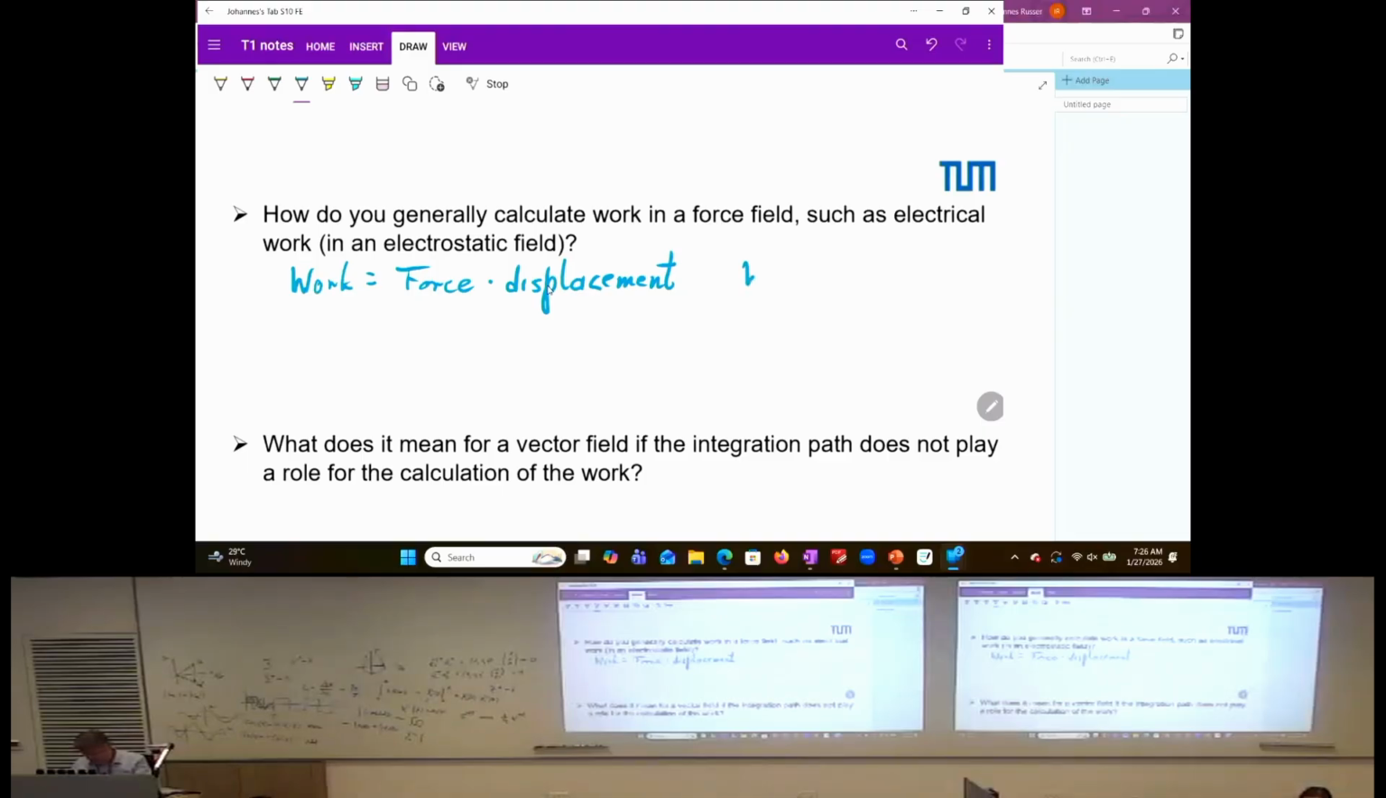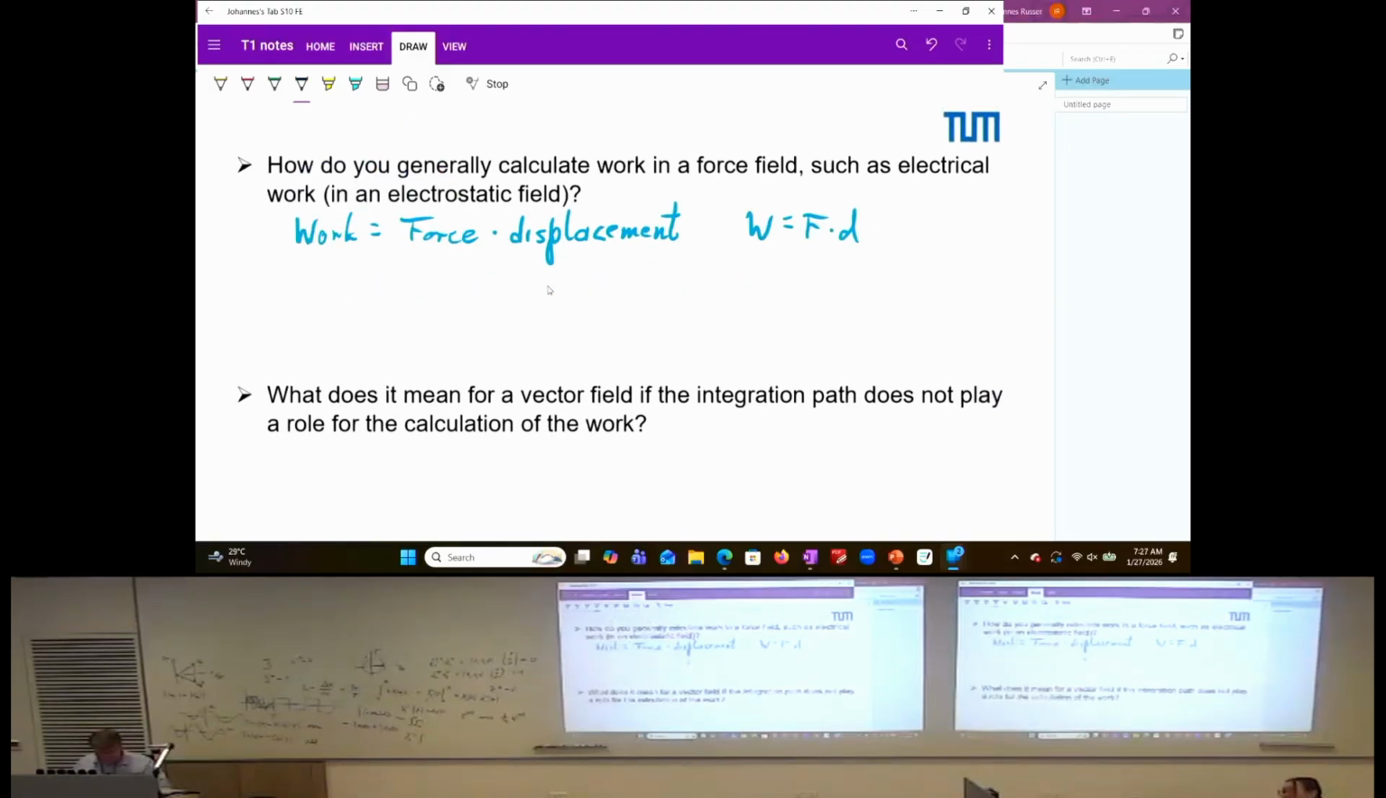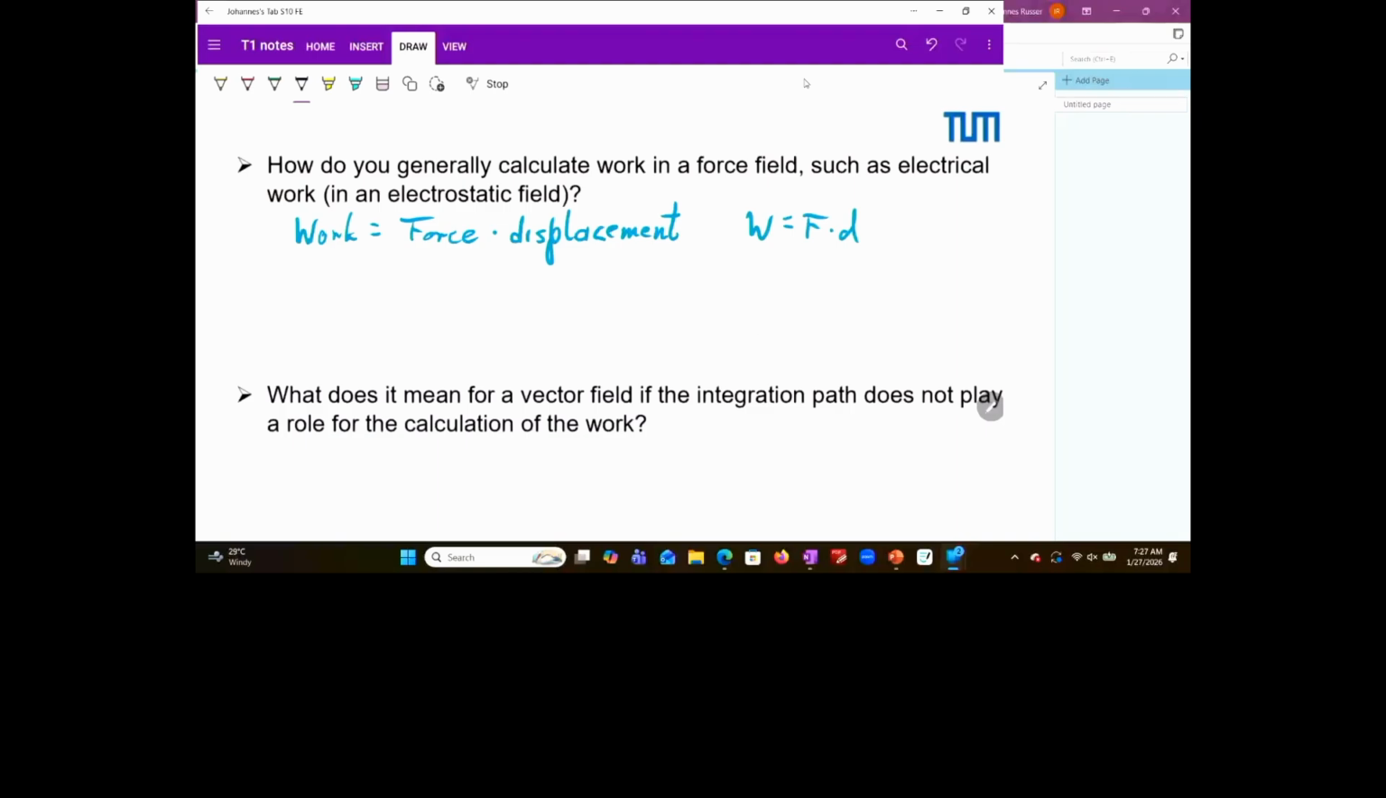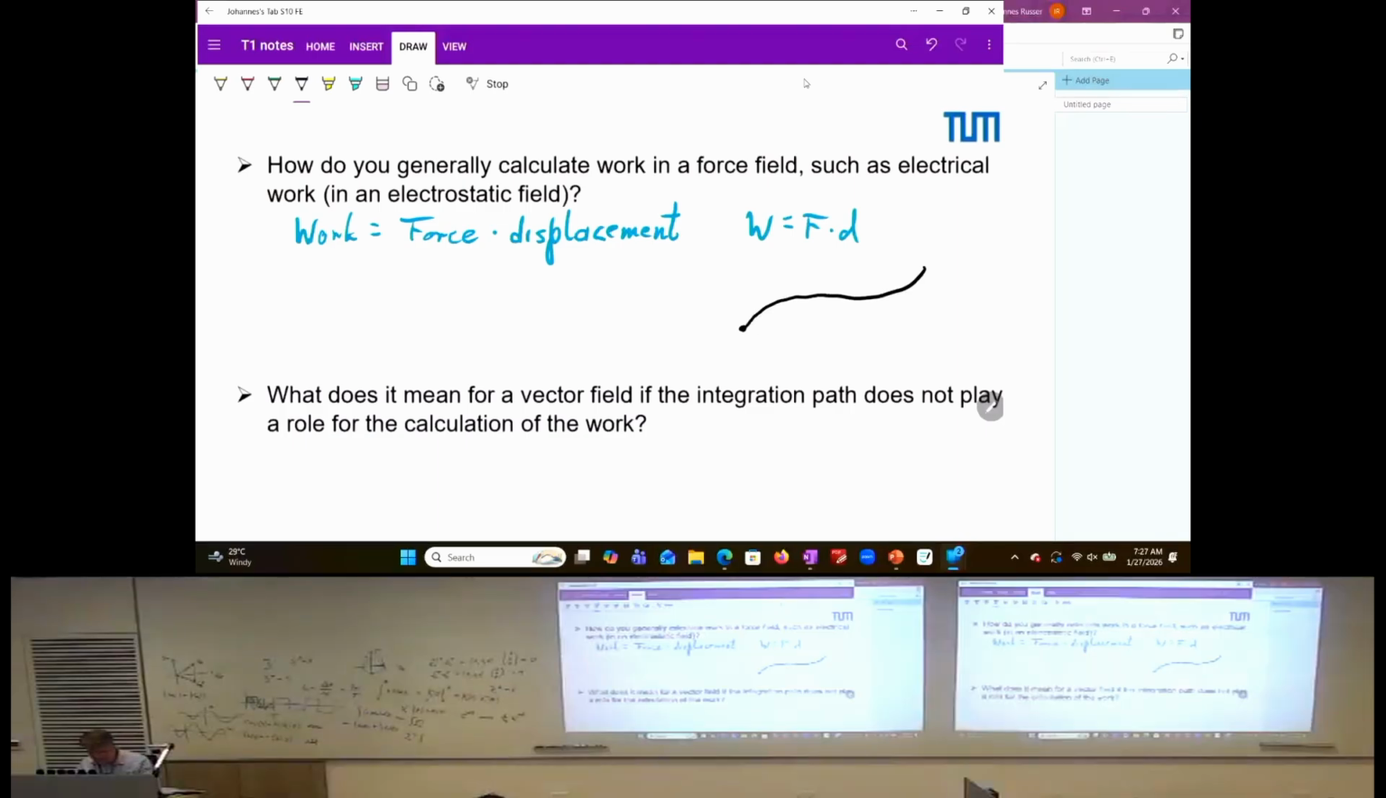That means, if we have now some arbitrary path, then we get the work, and we have some force field here.